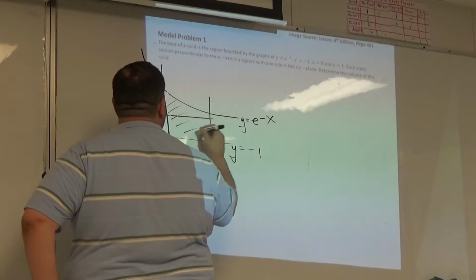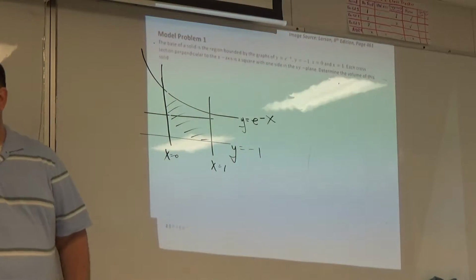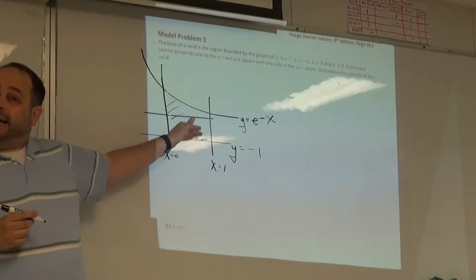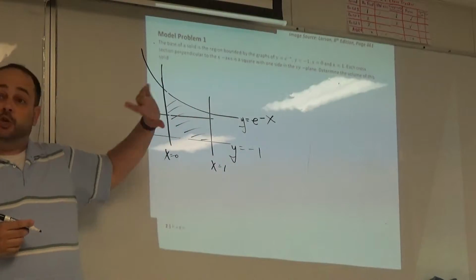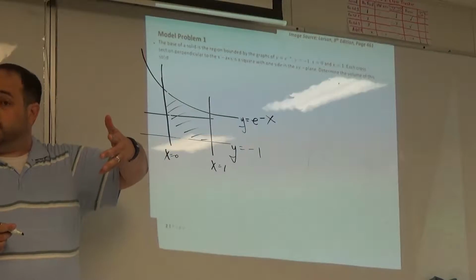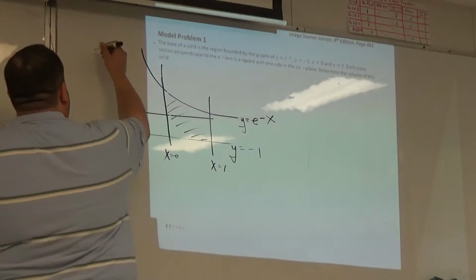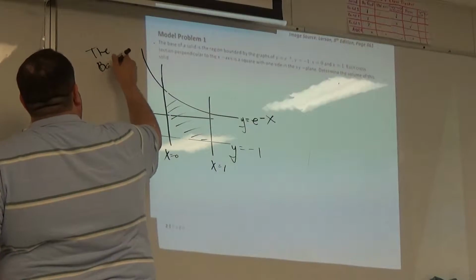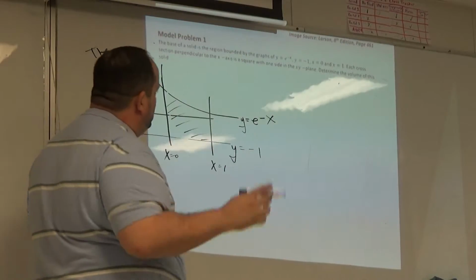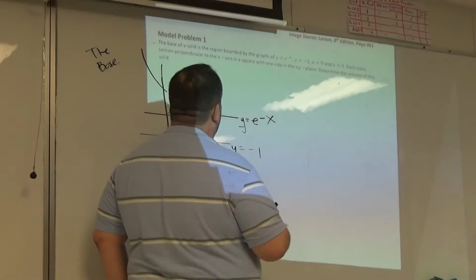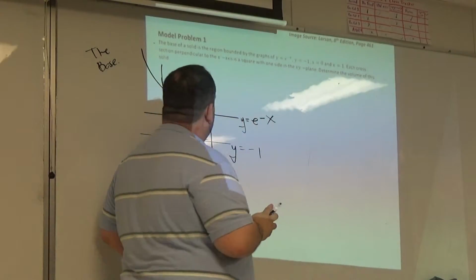And we've got x equals 1. Here is the base. I am not asking the question what happens when you spin the base. We're going to use this to build the base. So the first thing that you want to look at is, do I know what the base looks like? Okay, great. Second thing, tell me about the cross sections.